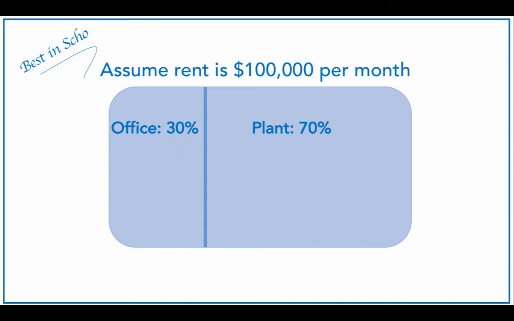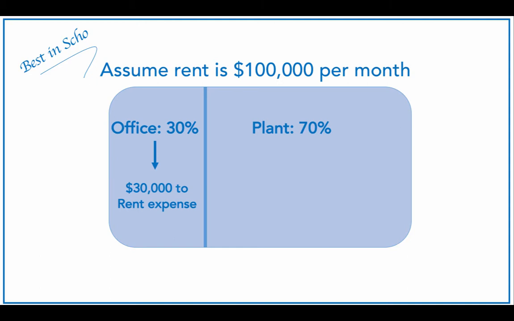Now let's have a look at a simple example that highlights and illustrates the key differences between product costs and period costs. The company in our example pays monthly rent of $100,000. And as you can see, in terms of physical space, the office takes up 30% and the plant takes 70%. The office share of the rent then would be $30,000.